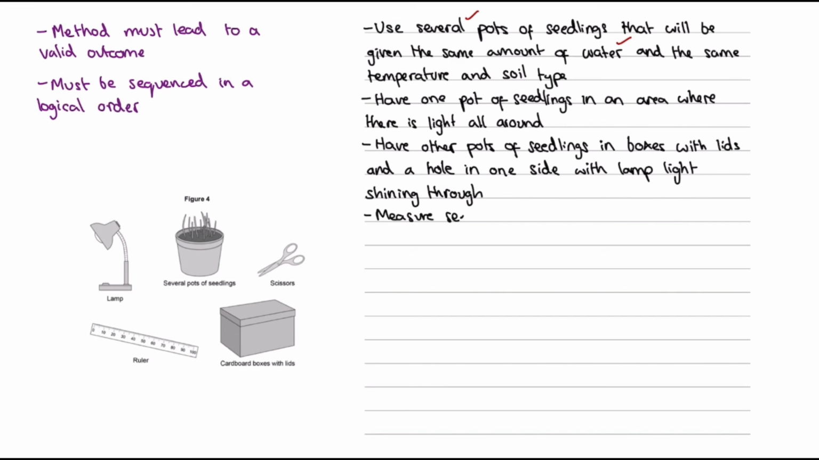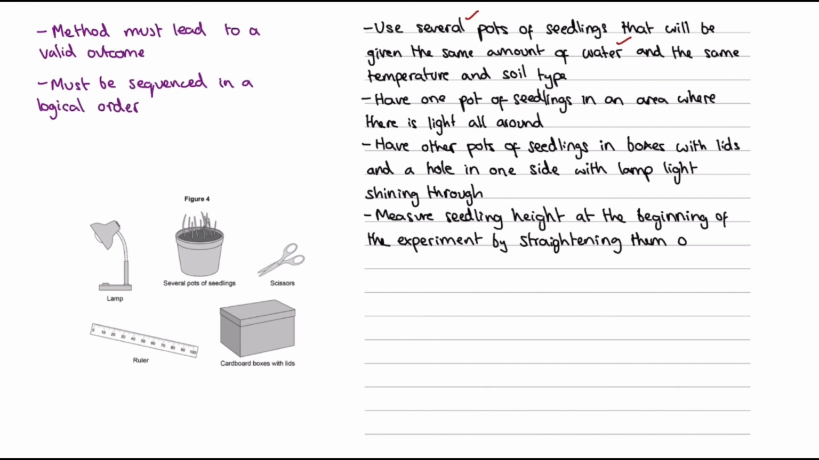So now we're beginning to describe our dependent variable, and this is the thing that we're going to measure throughout the experiment. So what we've got to do to be able to compare is measure the seedling height at the very beginning of the experiment before the light has been hitting them or they've had any time to grow in these conditions. So we calculate an average length for each pot by straightening the seedlings out against the ruler and then dividing by the number of seedlings we measured.